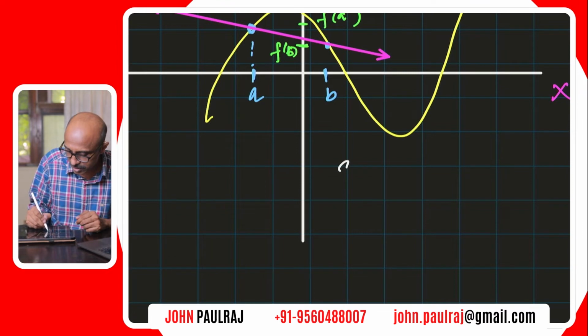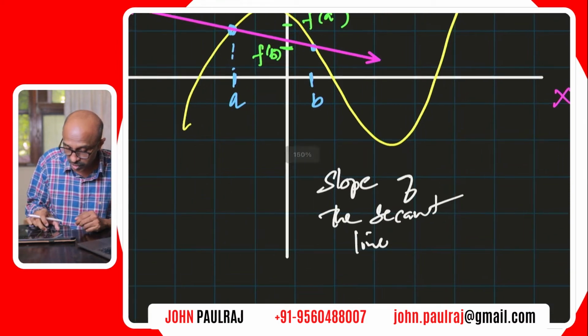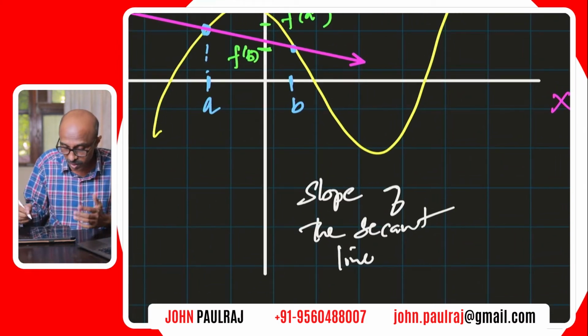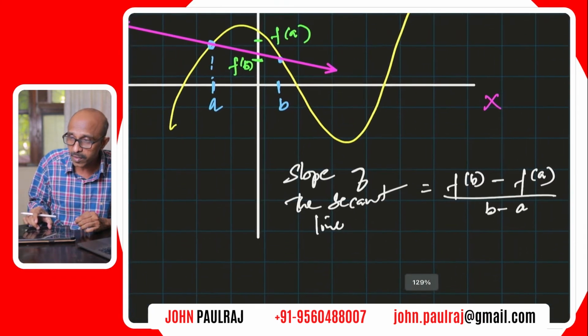So the slope of the secant line is, using these notations, we can use the formula for the slope, y2 minus y1, okay? So that's f of b minus f of a, the whole thing divided by b minus a. All right, can you see this? Here we go. I'll just adjust this.